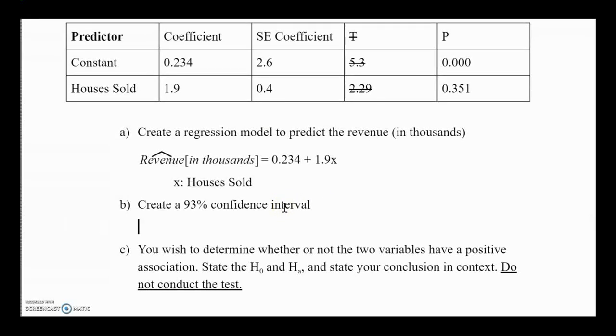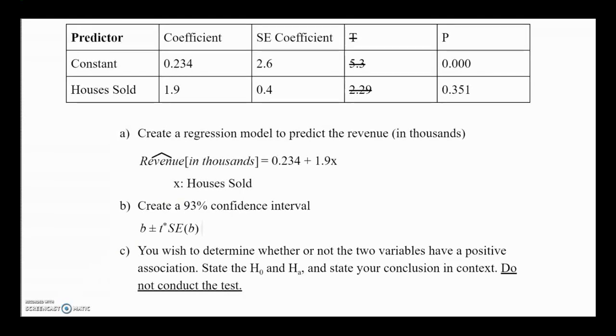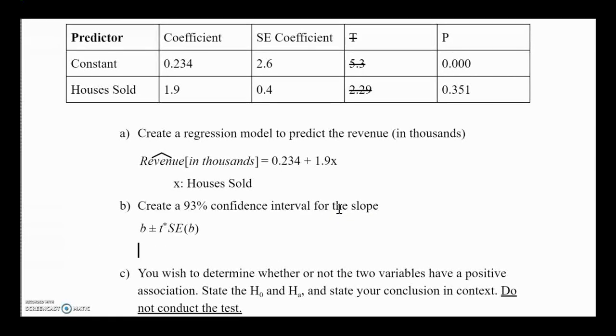So as we remember, our confidence interval, maybe you need a refresher. So just quickly look back up and come down. It's b plus or minus t star times the standard error of b. Now the question should have been: create a 93% confidence interval for the slope, which makes more sense, otherwise it's very ambiguous. So b is our slope. It is 1.9 plus or minus t star.